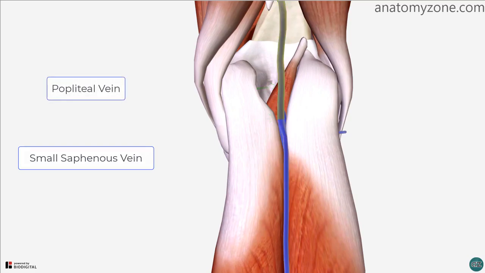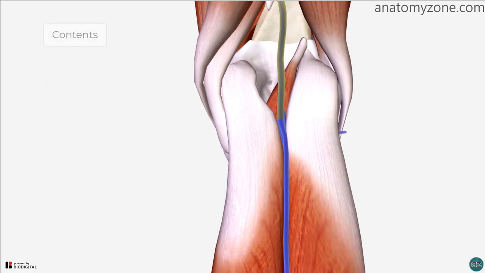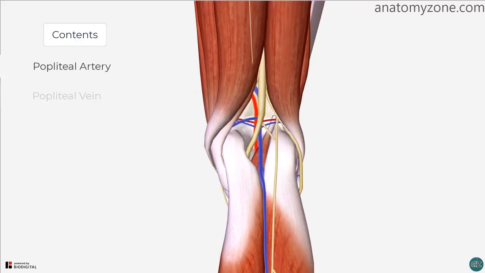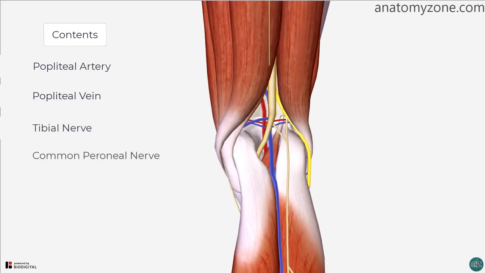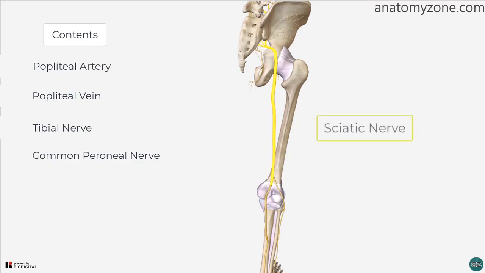Now let's take a look at some of the contents of the popliteal fossa. It contains four main structures: the popliteal artery, the popliteal vein, the tibial nerve, and the common peroneal nerve. The tibial nerve and the common peroneal nerve are branches of the sciatic nerve.